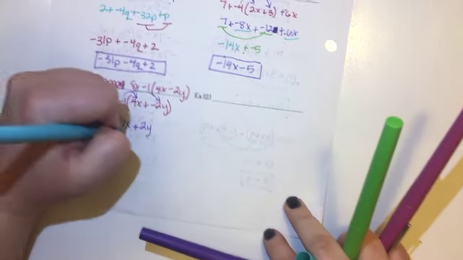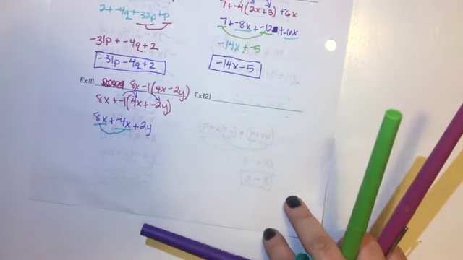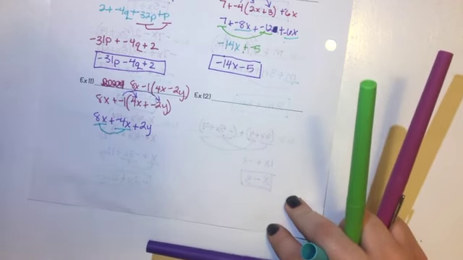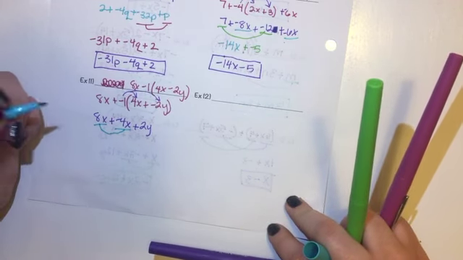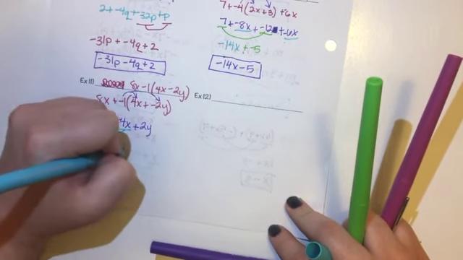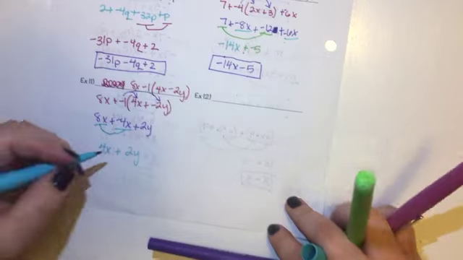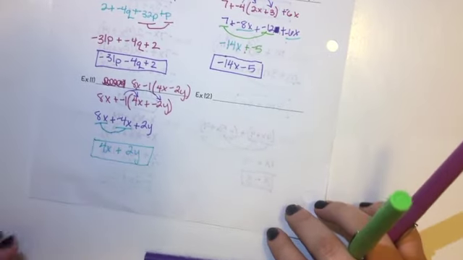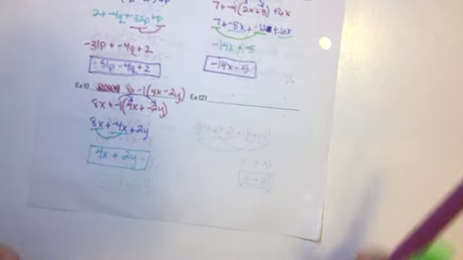Now I can go ahead and combine my like terms. Remember, we like to go in alphabetical order, so we're going to do x first. 8x plus negative 4x is just positive 4x. And then we can just add our 2y. And remember, we can't combine those because they don't have the same variable. They're not from the same family.